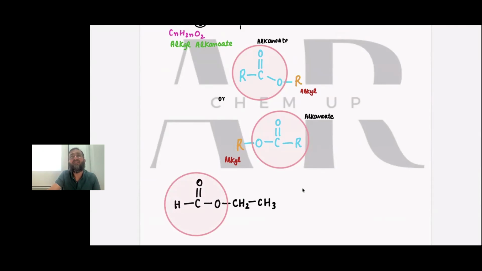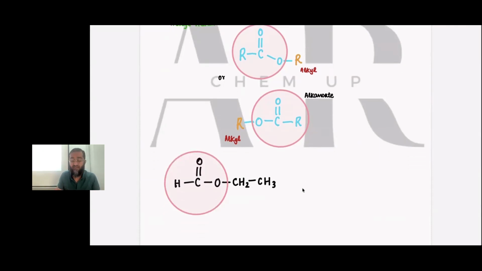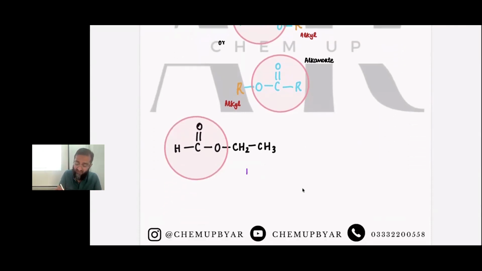So the leftover part is alkyl. So alkyl has how many carbons? 2. And alkanoid has how many carbon? 1. So it is going to be named as ethyl methanoate. Yes, Rizwan, is this clear?